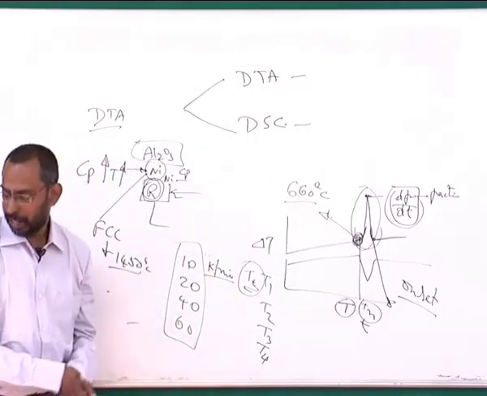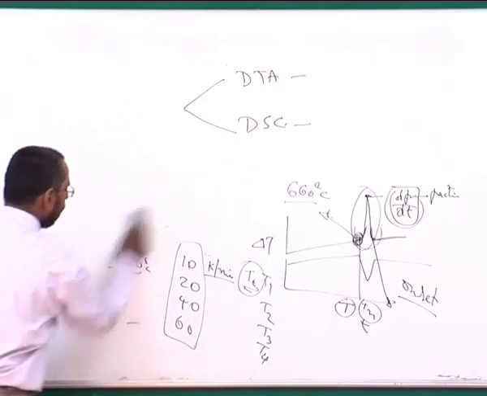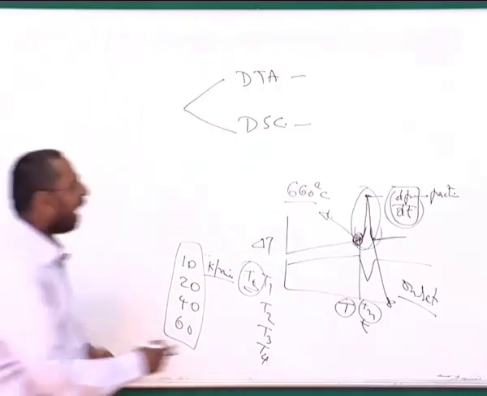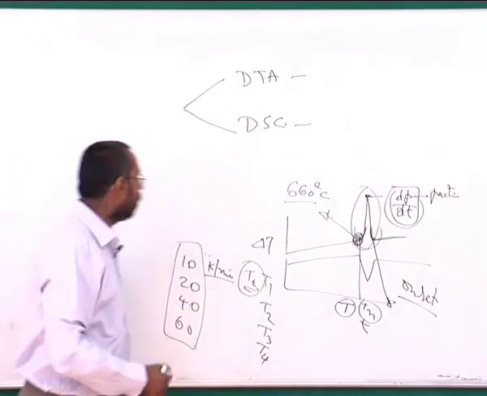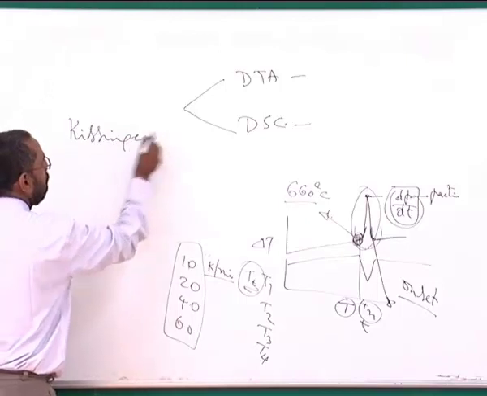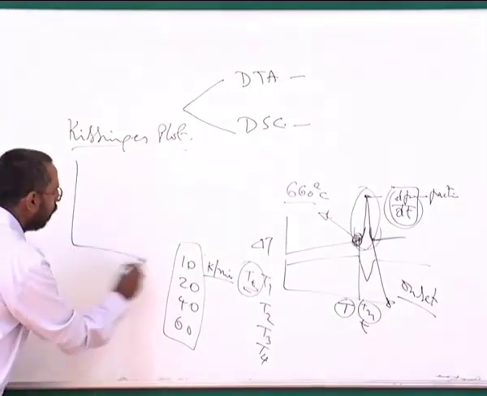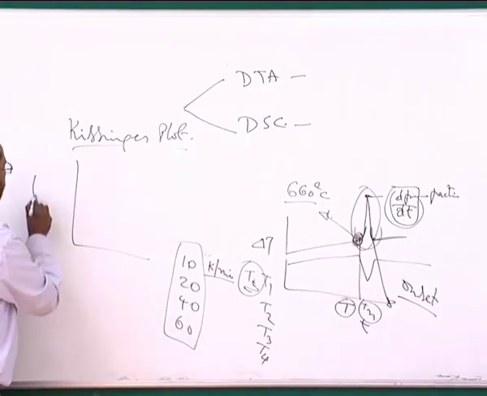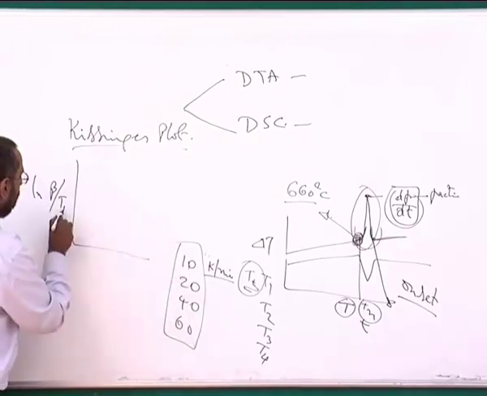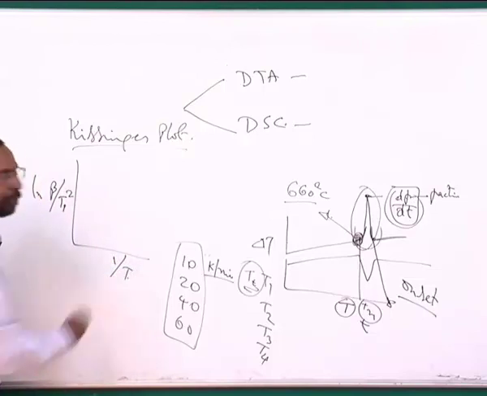there are certain mathematical approaches that people have taken to give an idea of the activation energy for this transformation using what is called a Kissinger plot. Kissinger is a person who has worked on this, and what we do is we plot ln(beta/T_peak squared) versus 1/T.